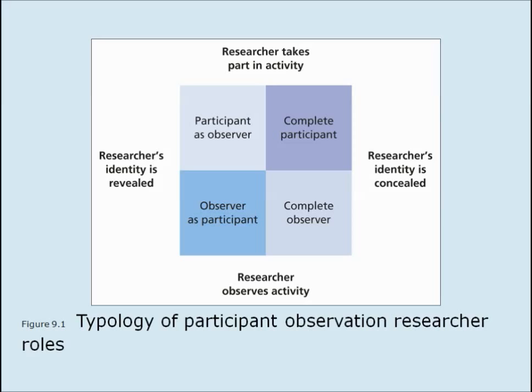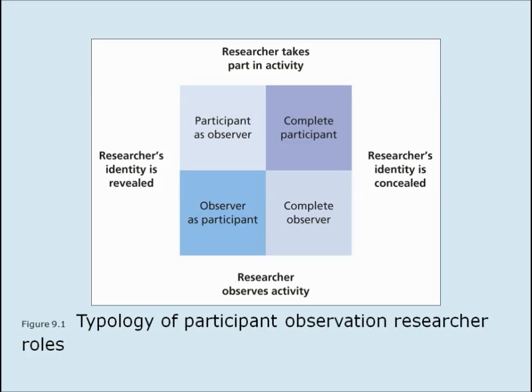Then you've got the observer as a participant in the lower left of the quadrant. Here the researcher observes the activity but doesn't take part, okay? And the reasons for their research and their identity are revealed to the setting. On the other side, we've got complete participant, on the top right. This is where the researcher takes part in the setting, so he or she will muck in and work with the people in the company, or be the same as the consumers, or whatever they're doing. However, their identity and the reasons for their research are concealed.